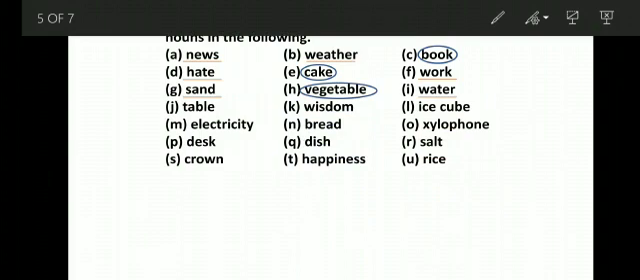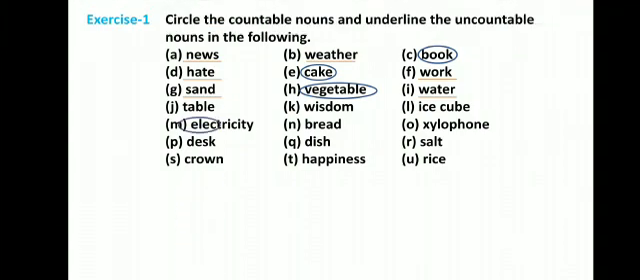Next is table, wisdom and ice cube. So table we can count, wisdom we can't count, and ice cubes we can count it.